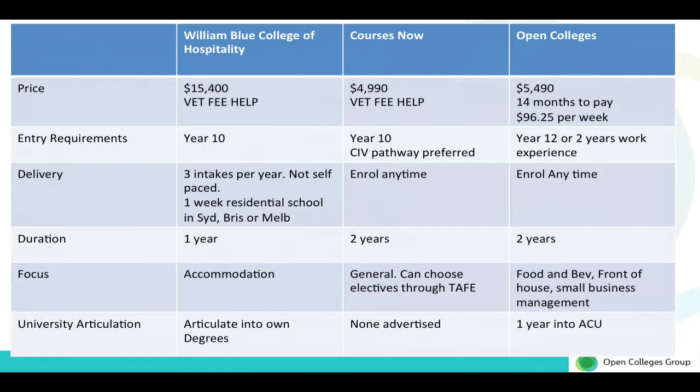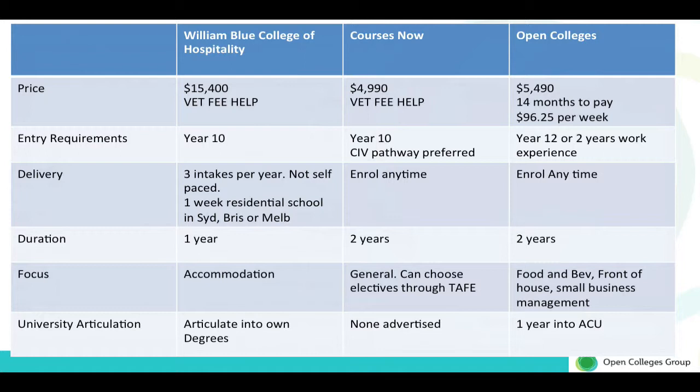They have an entry requirement of Year 10, but the main difference is that they're not self-paced. There are 3 intakes per year. I believe there's one soon in February, then another in June, and the third one is in September. You've got to have your application approved up to, I think, 2 weeks before the intake date. So if you miss out on the February intake, you need to wait until June.